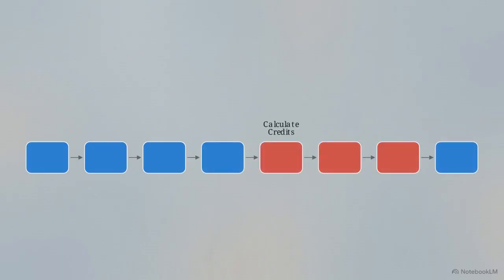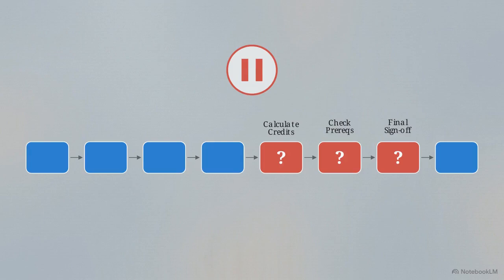Notice the 3 specific steps we've highlighted in red, where the manual burden is highest: calculating missing credits, checking prerequisites, and the final sign-off. Pause the video, look at these 3 steps, and apply our constraints. Which of these tasks should be handed over to an AI tool, and which must remain human-led?